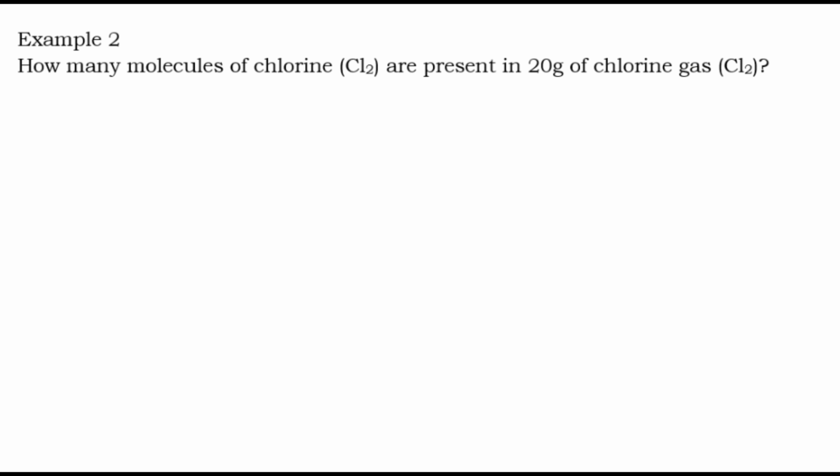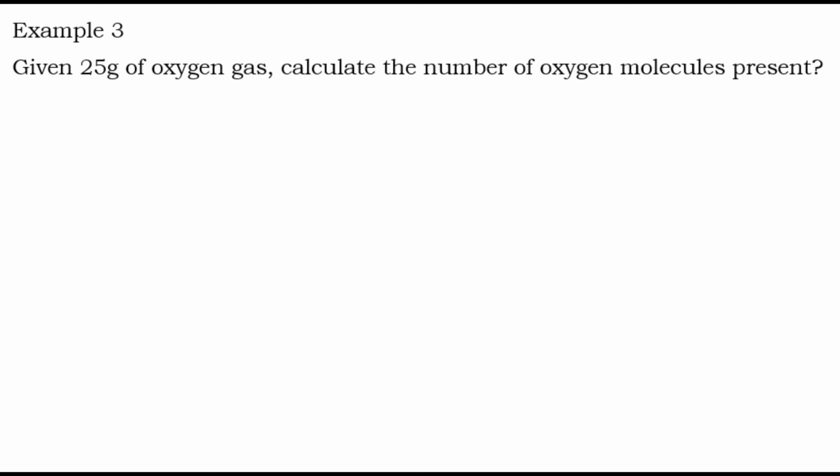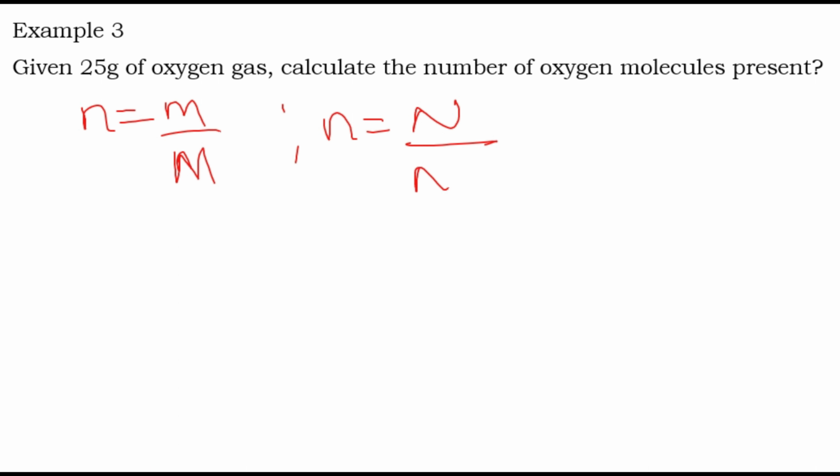Let's look at example number 3. Example number 3 reads, given 25 grams of oxygen gas, calculate the number of oxygen molecules present. So moving from mass to the number of particles, which are molecules. Number of moles is equal to mass over molar mass. Once we determine the number of moles, we are going to use the number of moles with the Avogadro's number to determine the number of particles.